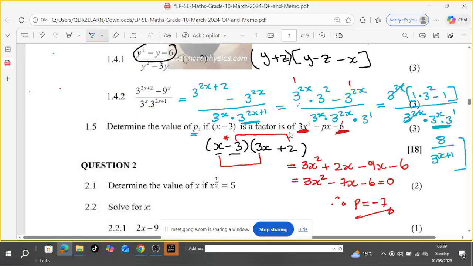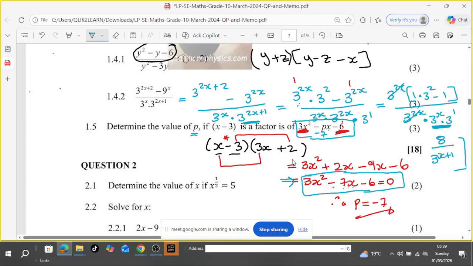Tell me which part you don't understand. Do you understand how we got to this part? Yes, I do understand. Okay, nice. Now I need you to compare this equation with that equation. Can you see that it's one equation? Yes. It's 3x squared minus px minus 7x. So this tells you that p is minus 7.